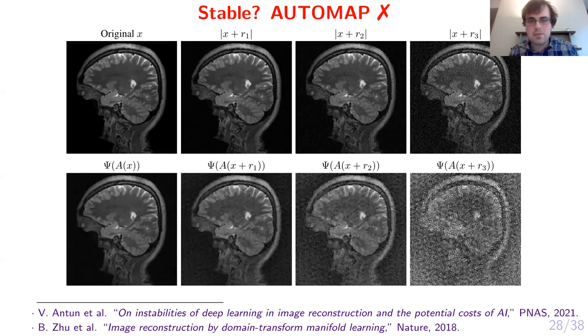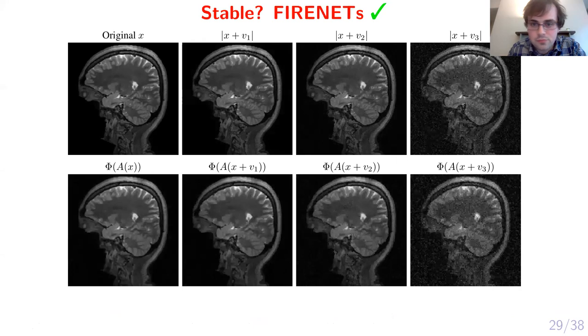So I'm now going to run the same test on FIRENETs. Importantly, of course, the adversarial perturbations are different because they're computed for the different neural networks, but I've ensured that they're at least as big as those that appear on this slide. Okay, so let's move to FIRENETs. Now you can see, even with these adversarial perturbations, everything's nice and stable, as it should be according to the theorem. And in fact, the perturbation of the output is of the same order as the perturbation of the input.